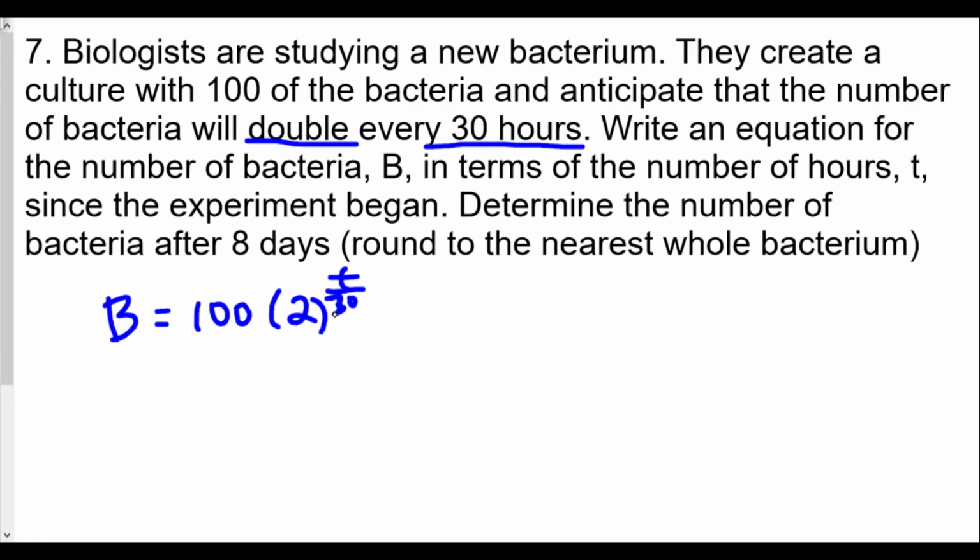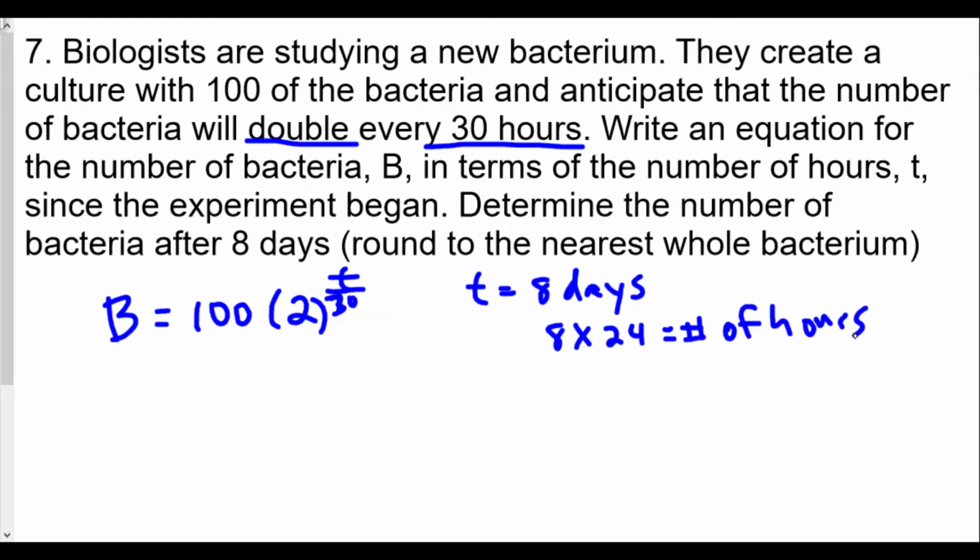But now determine the number of bacteria after 8 days when we round to the nearest whole bacterium. So here T is equal to 8 days, but remember, our formula is in terms of hours. Therefore, we'll take 8 times 24 equals number of hours. The great thing about our graphing calculator, or any calculator you use, is we can put that in as our exponent. 8 times 24, it looks like 160 plus 32 is 192. But we can let the calculator do all the work for us, which is kind of nice. So let's break out calculators, shall we?